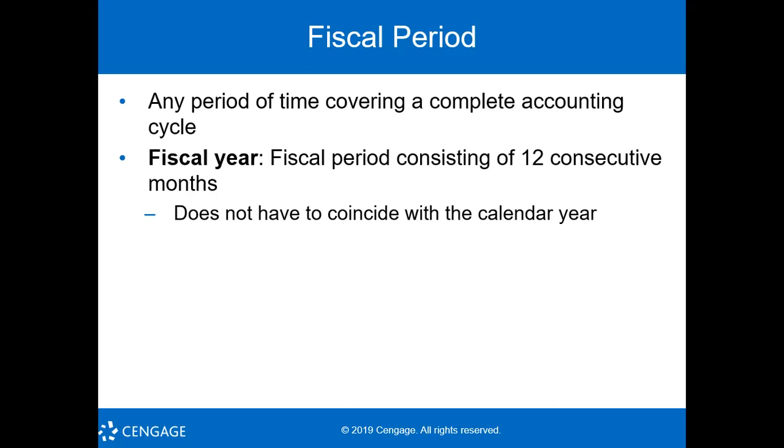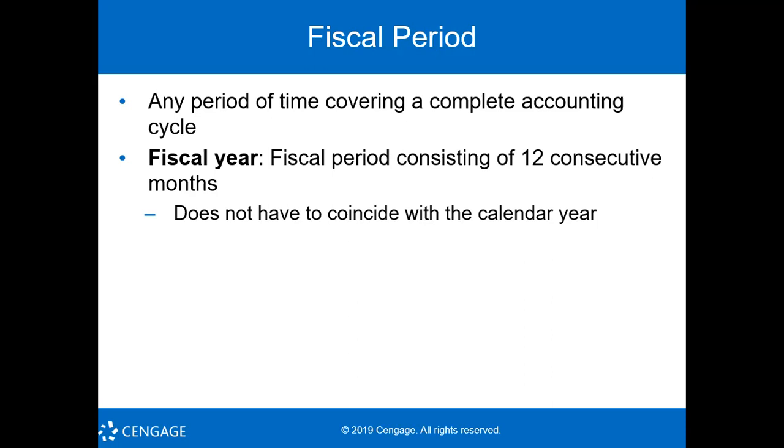But, so if you think about retail organizations, and I think actually Walmart is on a fiscal year of February 1 through January 31st, right? And some companies might have a fiscal year of April 1 through March 31st, right? So a fiscal year does not necessarily coincide with a calendar year, but generally, it does cover an entire accounting cycle. It does cover 12 full months. It just does not necessarily have to be January through December, right?